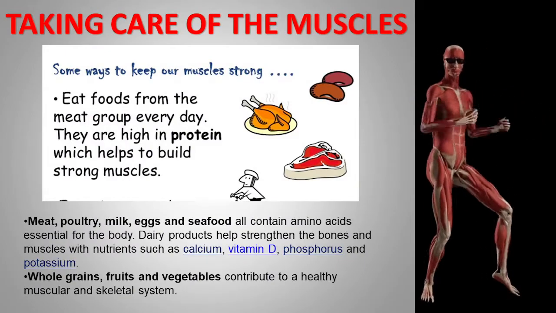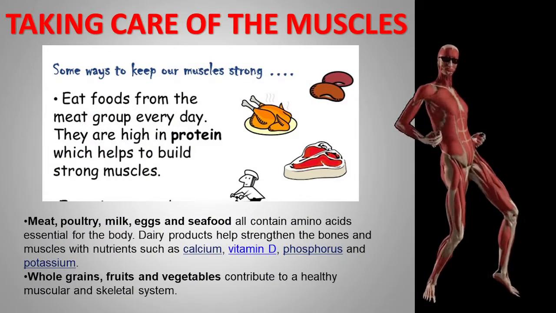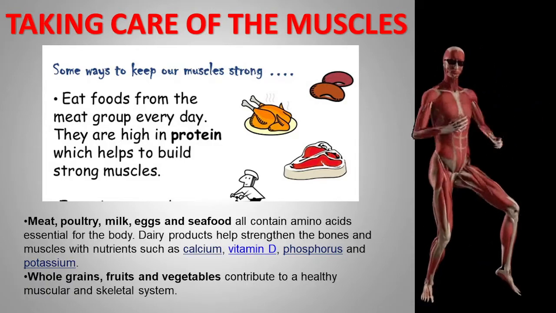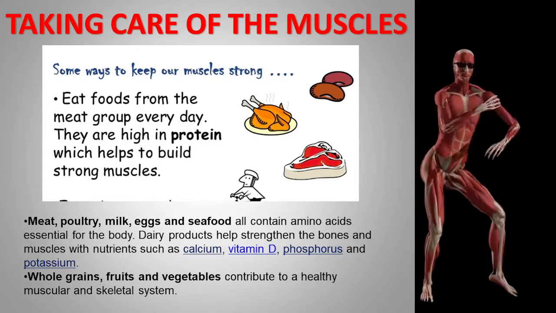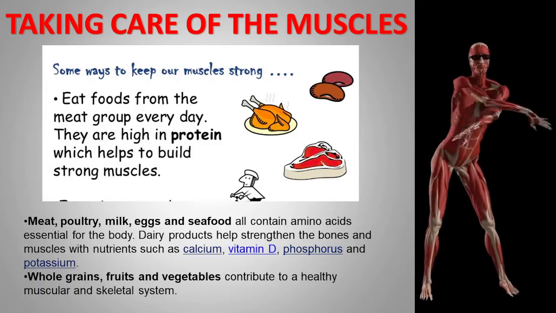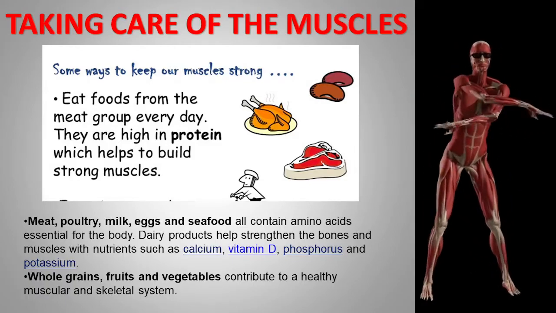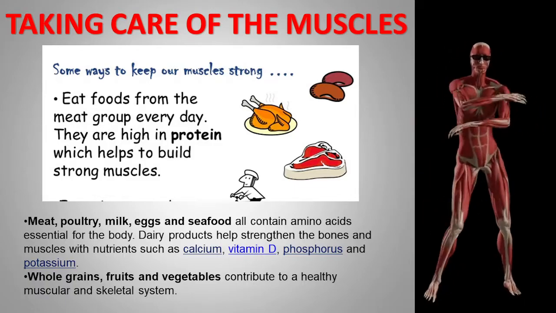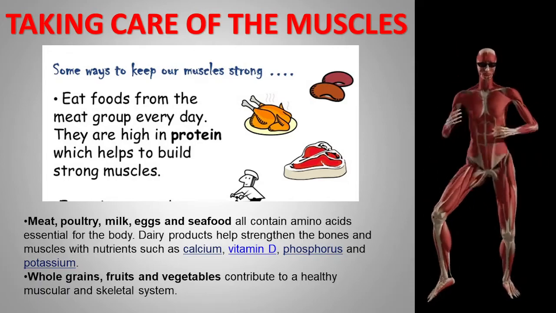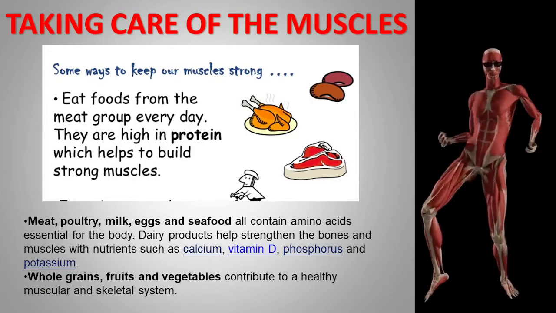Okay. Now, how can we take care of our muscles? It's very simple. You watch what you eat. You are what you eat as well. So you have to eat food rich in protein, which contains amino acids. Food that contains a lot of vitamin C, calcium, vitamin D, phosphorus, and potassium.